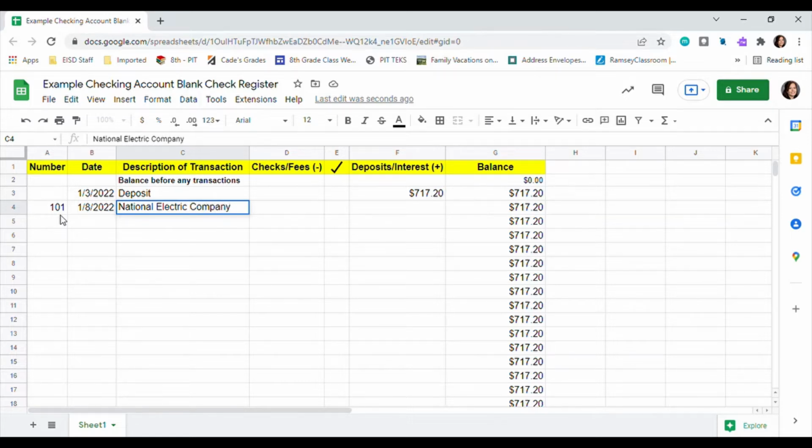And because money is leaving my account, I'm paying the electric bill. In cell D4, I'm going to put the amount of the check, which was 35.24. Got to put that decimal. Now I hit enter, and it's recalculated my balance. You can now see in cell G4, I currently have a balance of $681.96. I am officially finished with check number 101, and I'll move on to the next check.